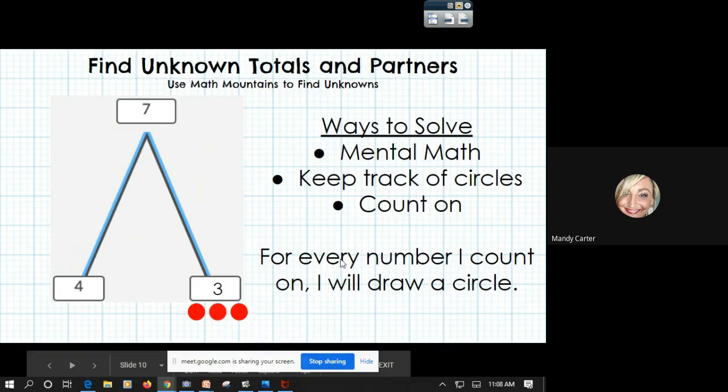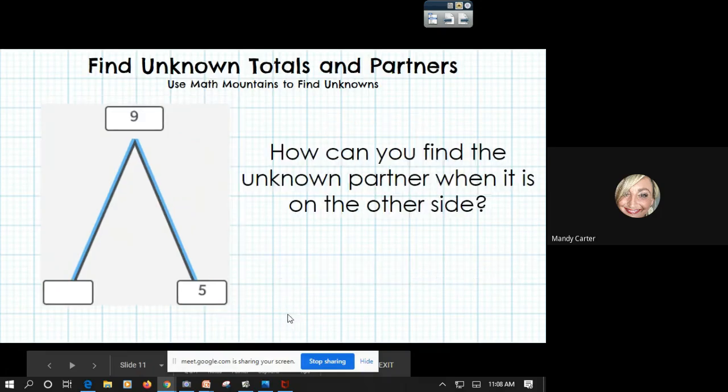I love doing math mountains. They're so fun. They're kind of like puzzle pieces. How can you find the unknown partner when it is on the other side? See, now we have a total of 9, and they give us 5. We know 5 is a partner, and we don't know what this is. Well, it doesn't matter if the 5 is over here and the missing number is here. Either way, it's going to give us the same total.